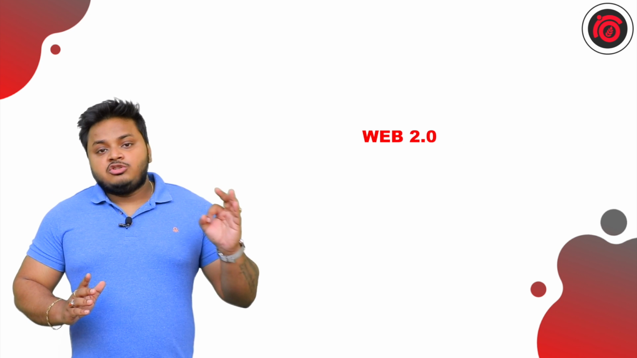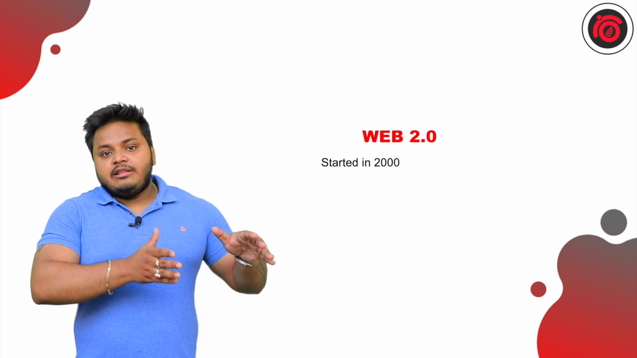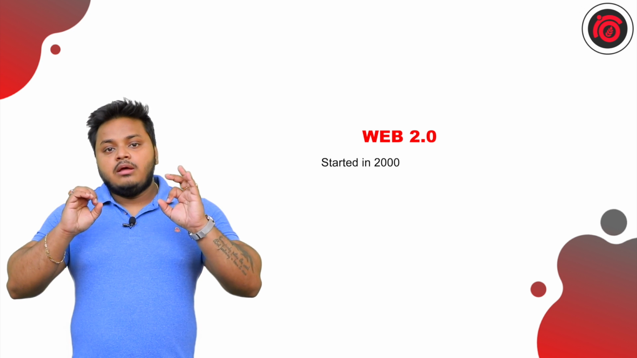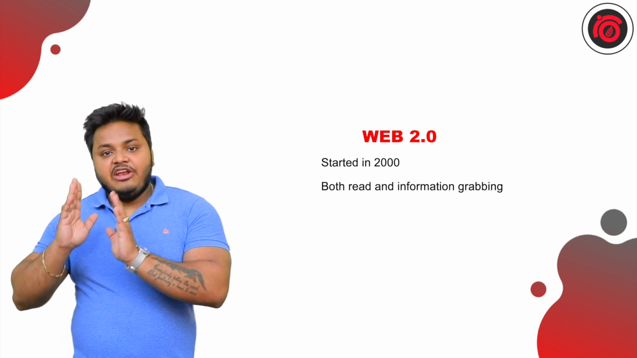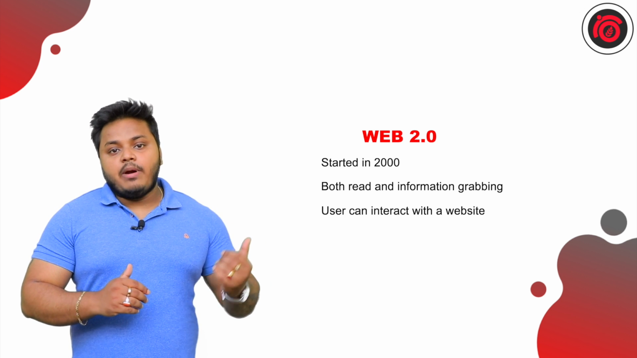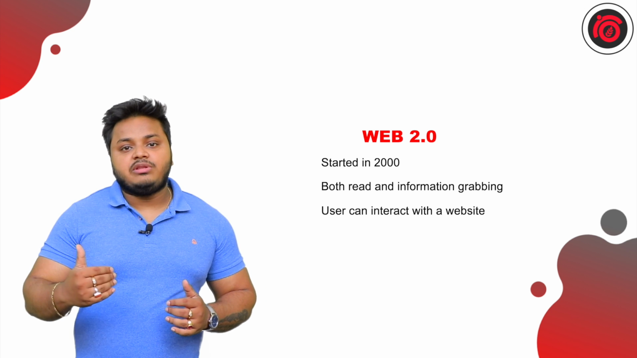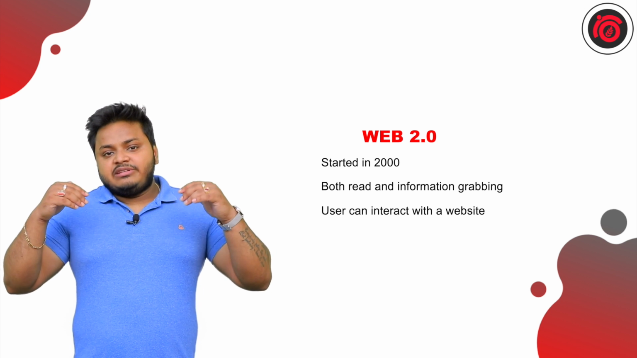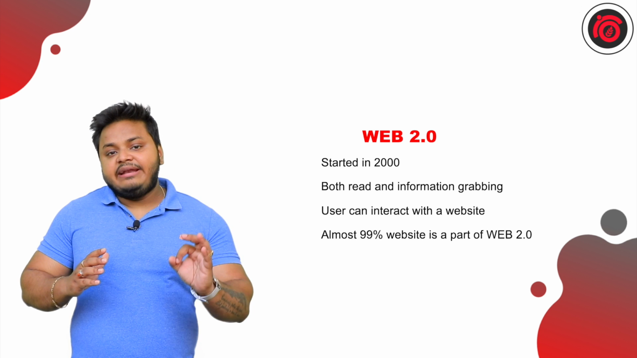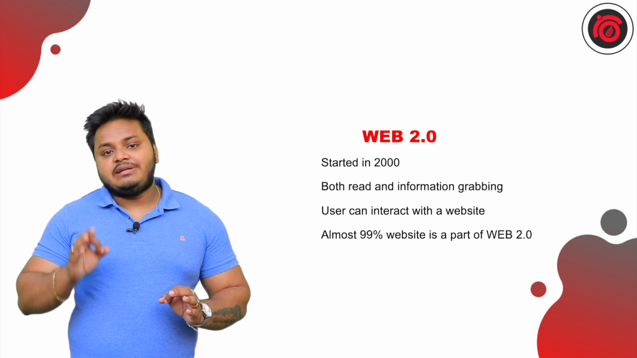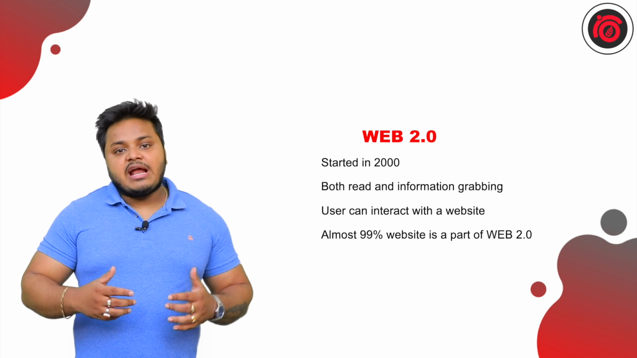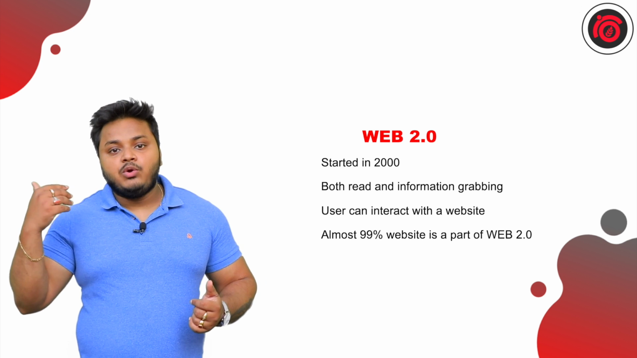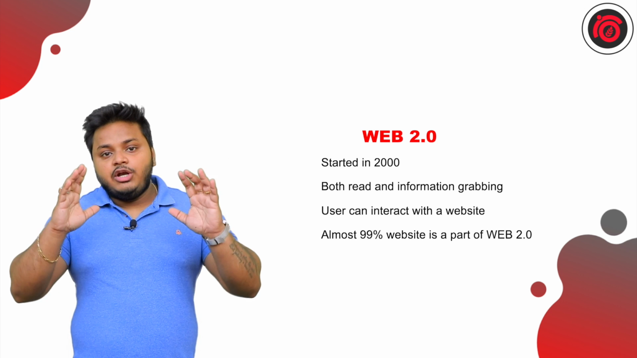Then comes Web 2.0, which started in the early 2000s, and the concept of Web 2.0 is both read and write, which means that with Web 2.0 users can interact with a particular website. Now, in today's world 99% of websites are part of Web 2.0, because users can download, users can interact, users can share, users can comment, users can even use an RSS feed.